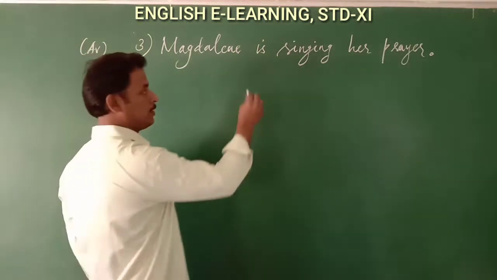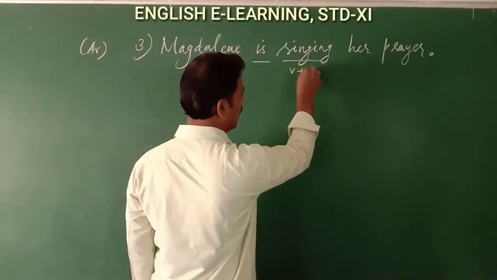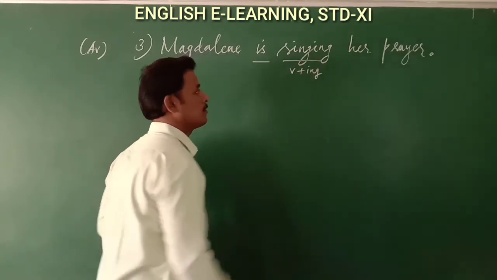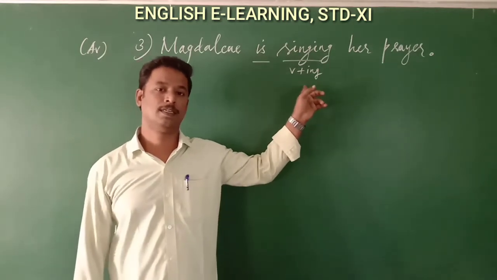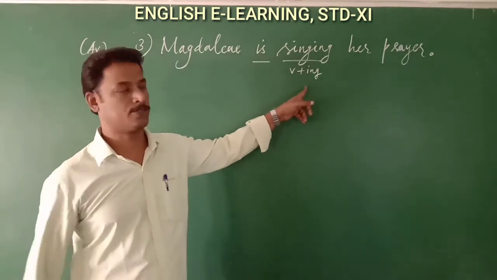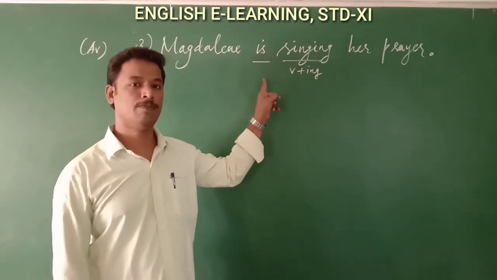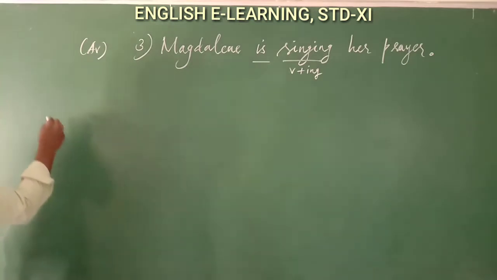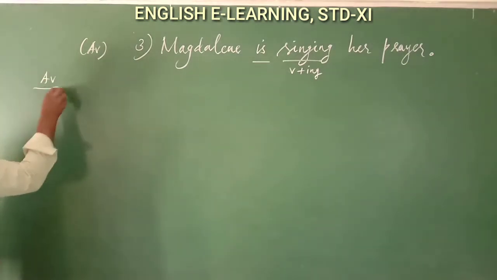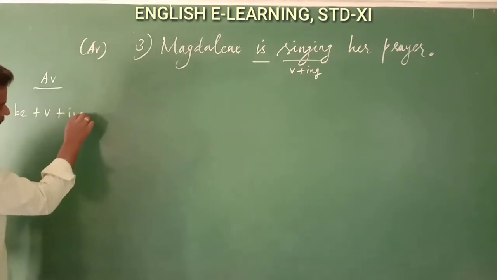The verb pattern used here is be verb plus verb plus ing. Is plus verb plus ing. It is in the rule of progressive case. Okay, so it is be verb. So be verb plus verb plus ing. Recall the rule. In active voice, you have the rule be verb plus verb plus ing.